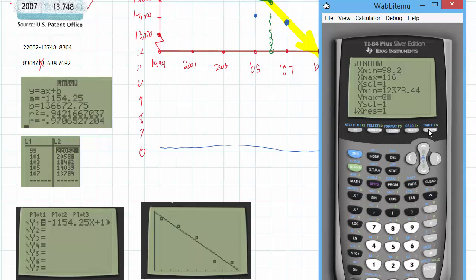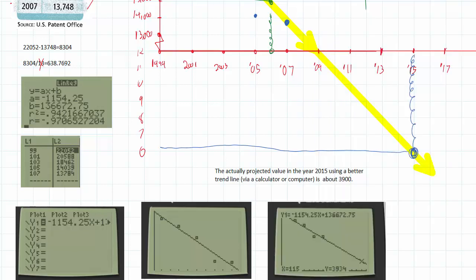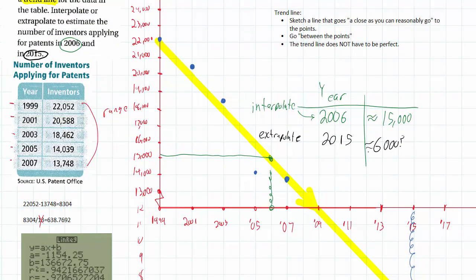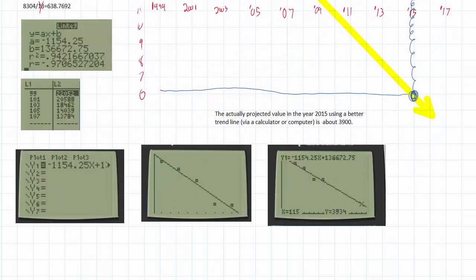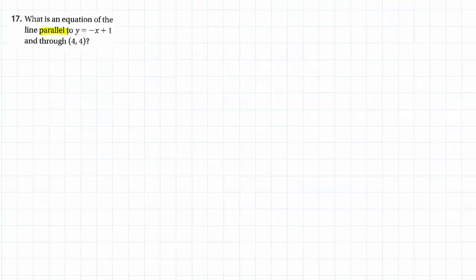You got to set your window right, be able to see your values. Here I'm setting the max values to be a little further out because I want to see what it looks like in 2015. And so I'm going to set my minimum Y value all the way to 0. So in 2015, I can use the trace key, which 2015 is actually the number 115 on my graph because of the numbers I chose. So in 2015, it's actually closer to about 3,900, whereas the trend line I drew just by hand, I get closer to like 5,000 or 6,000. So if I use a computer, I can see that the actual predicted value is going to be closer to 3,900.